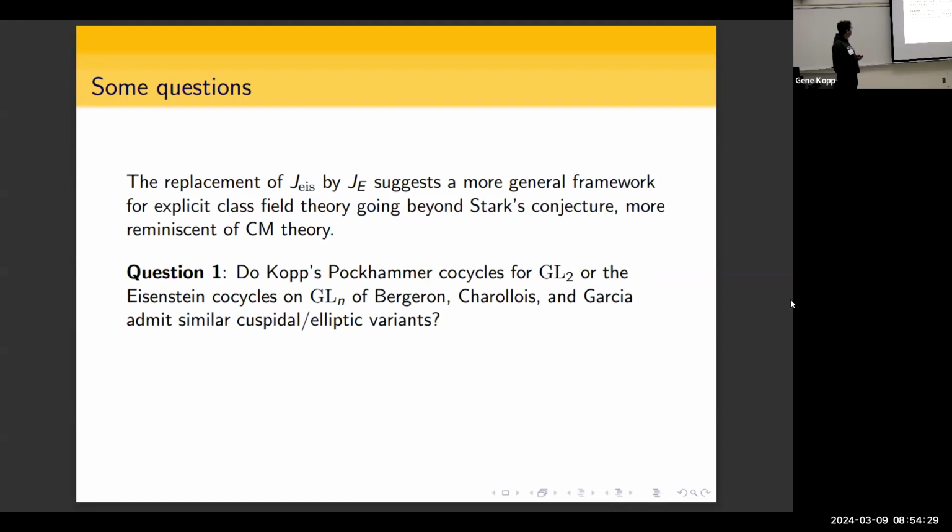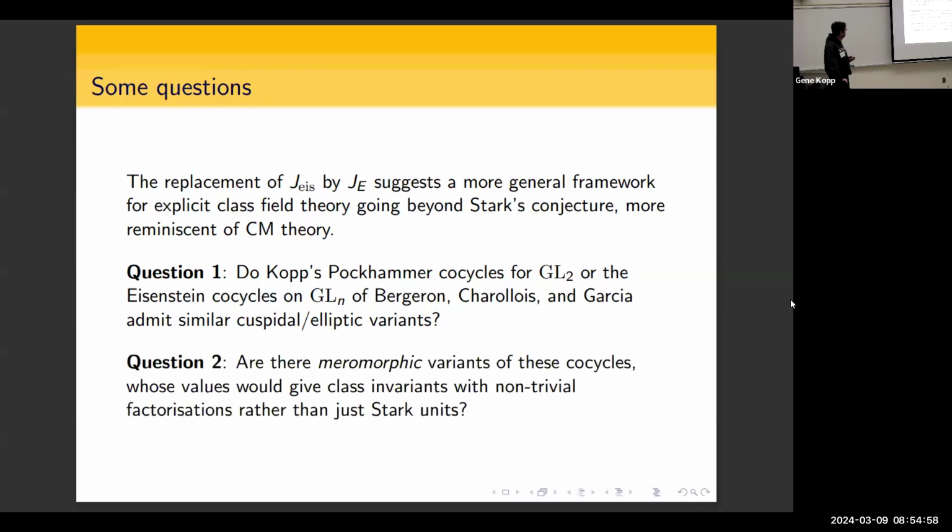And so one question you could ask, I mean, there are several questions that arise from these works. One of them is whether the Kopp's-Pochhammer cocycle for GL2 or the Eisenstein cocycles on GLN that Bergeron, Charollois, and Garcia introduced, so their formalism suggests a natural extension to GLN, not just GL3, whether these constructions would admit similar cuspidal, therefore elliptic variance. And that's not so clear because that's something that would be very interesting to understand further.